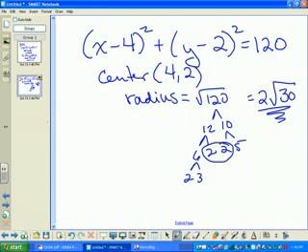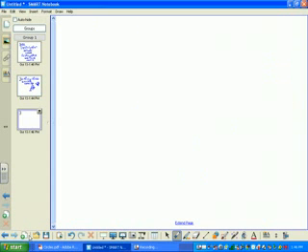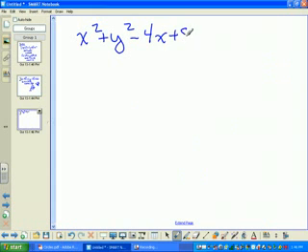Now, the harder ones are the ones that are not in standard form when you originally have them. This way right here, the h and the k way, is your standard form. Sometimes you get equations in general form where everything's already been multiplied out. For example, you might have one that is x squared plus y squared minus 4x plus 8y plus 11 equals 0. Okay?